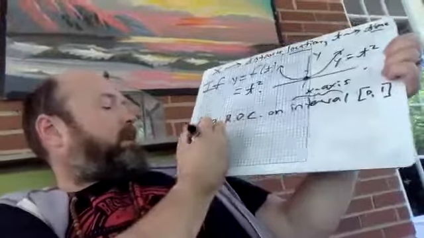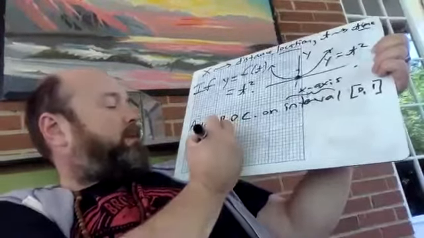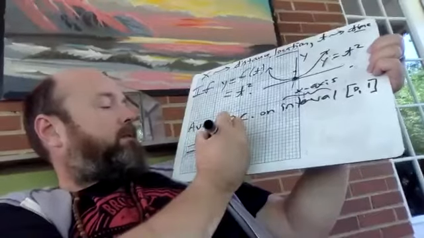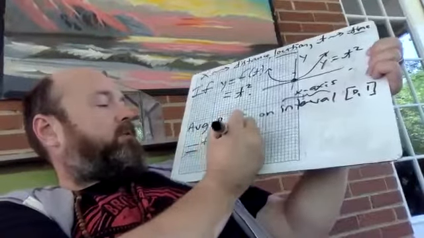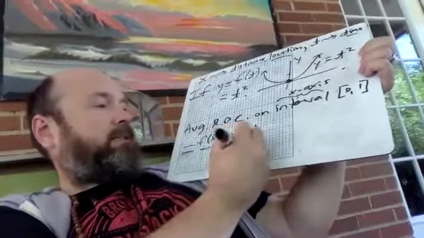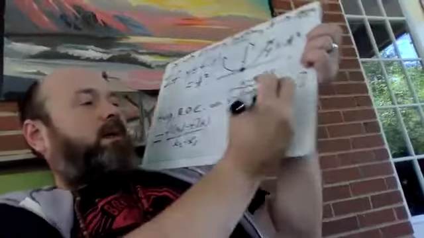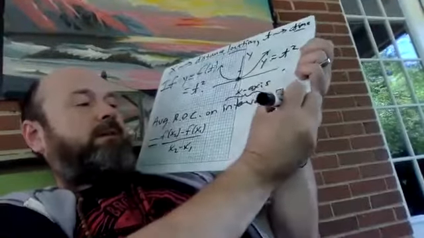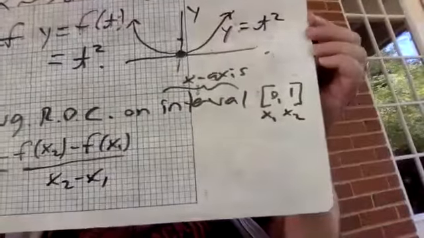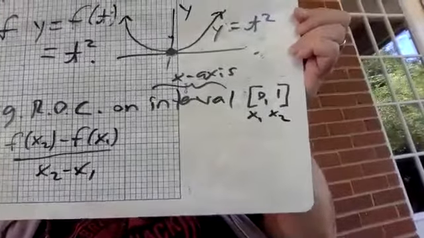Well, the average rate of change from the previous formula is going to be f of x2 minus f of x1 over x2 minus x1. Cool? And notice that this is x1 and this is x2. That's the interval we're trying to find the average rate of change on. The endpoints of that interval are the points we're going to use as our x values.